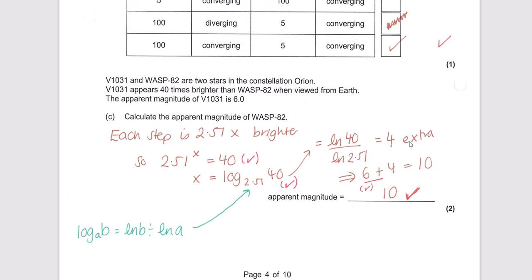If you want to, you can also do this by trial and error. You could say 2.51 to the 1 equals what? 2.51 to the 2 equals what? And find the one that is closest to 40. That was also allowed.